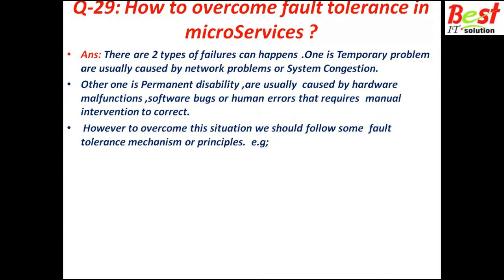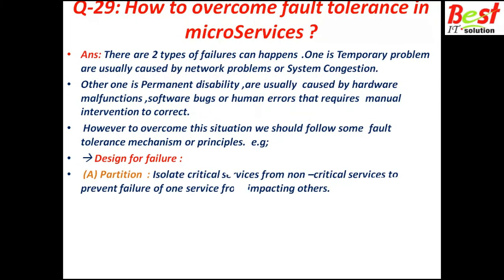However, to overcome this situation, whether permanent or temporary, we should follow some fault tolerance mechanisms or principles. There are different types of fault tolerance mechanisms. The first one is design for failure. We should design the software in such a way that it will overcome failure.